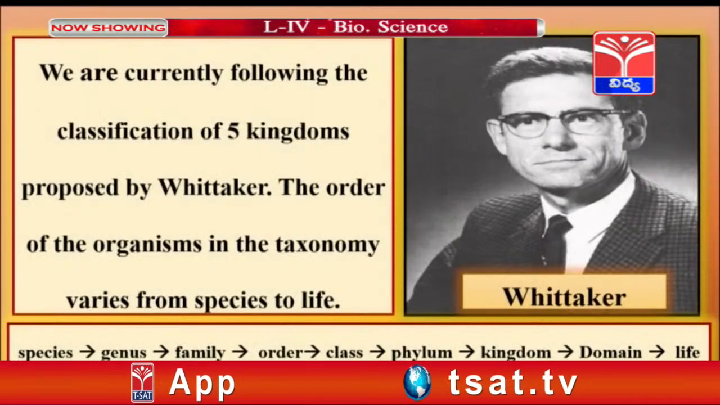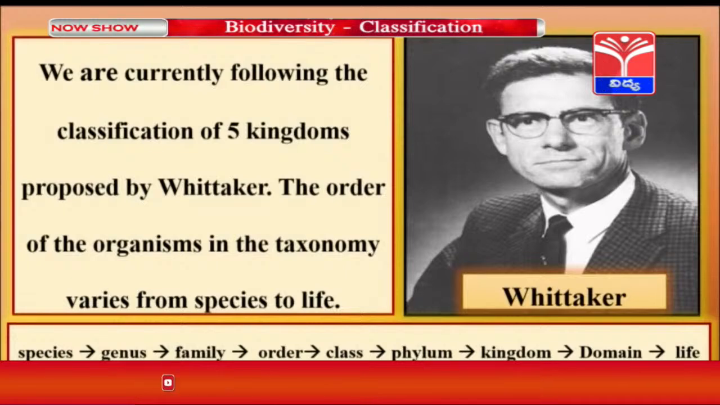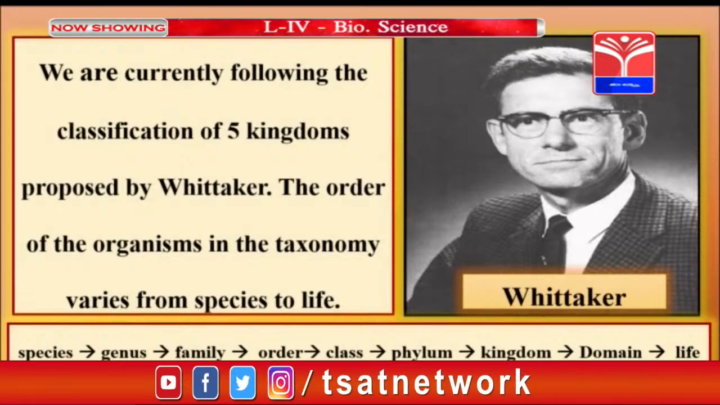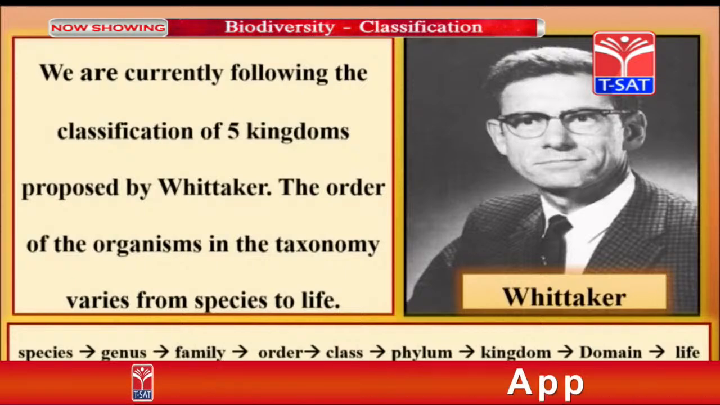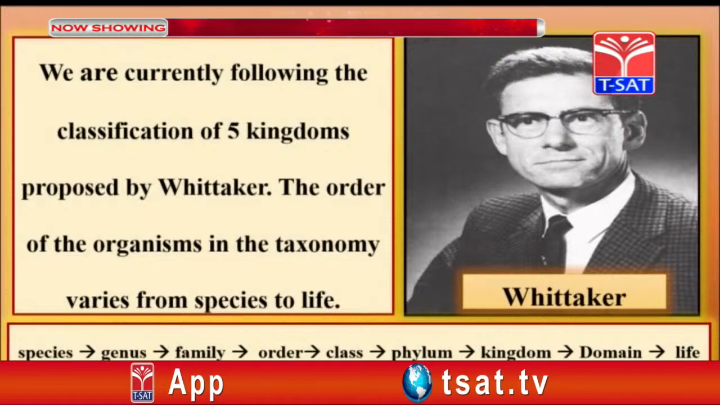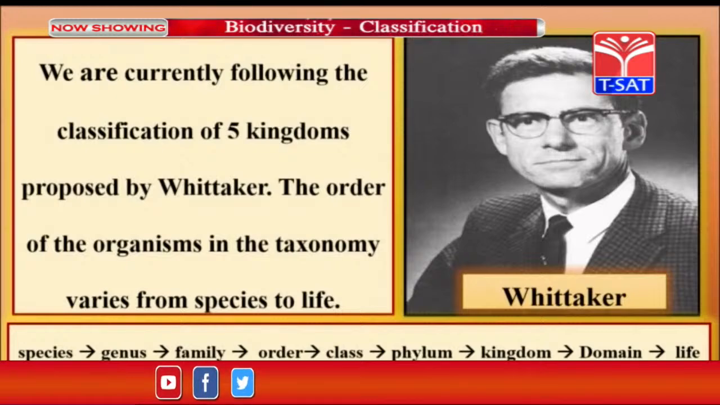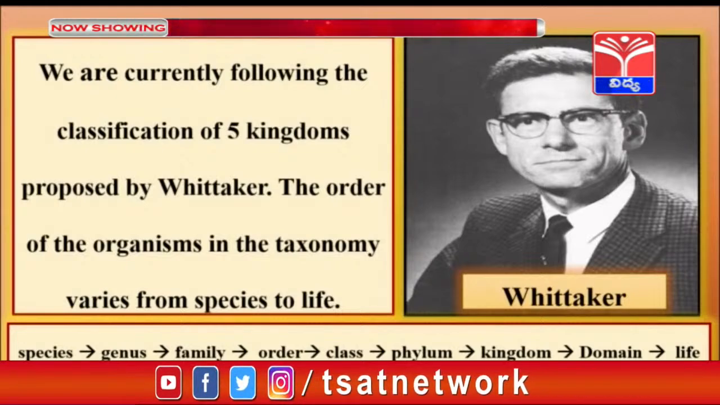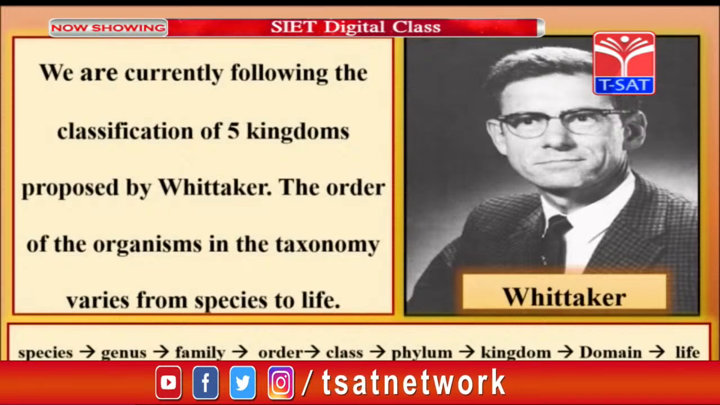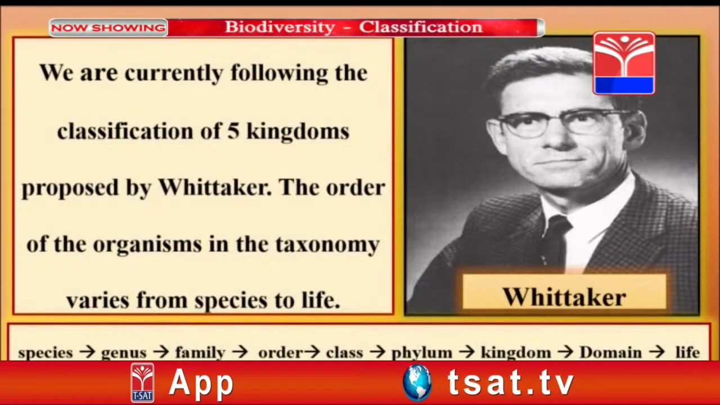We are currently following the classification of 5 kingdoms proposed by Whittaker. The order of the organisms in the taxonomy varies from species to life. So a group of similar species is grouped under a genus. A few genera together form a family. In the same way, related families are grouped under an order. Order leads to class, and then class leads to phylum. A few phyla related to a kingdom, kingdom to domain, domain to life.